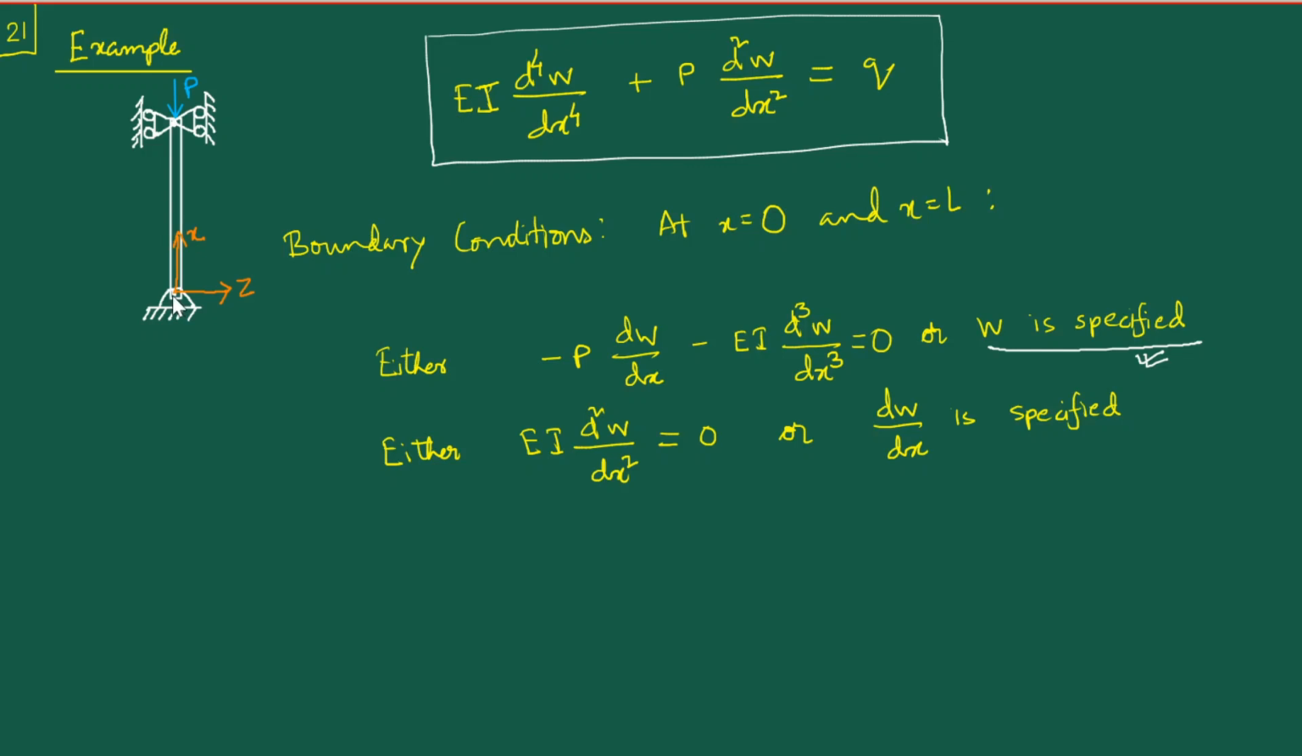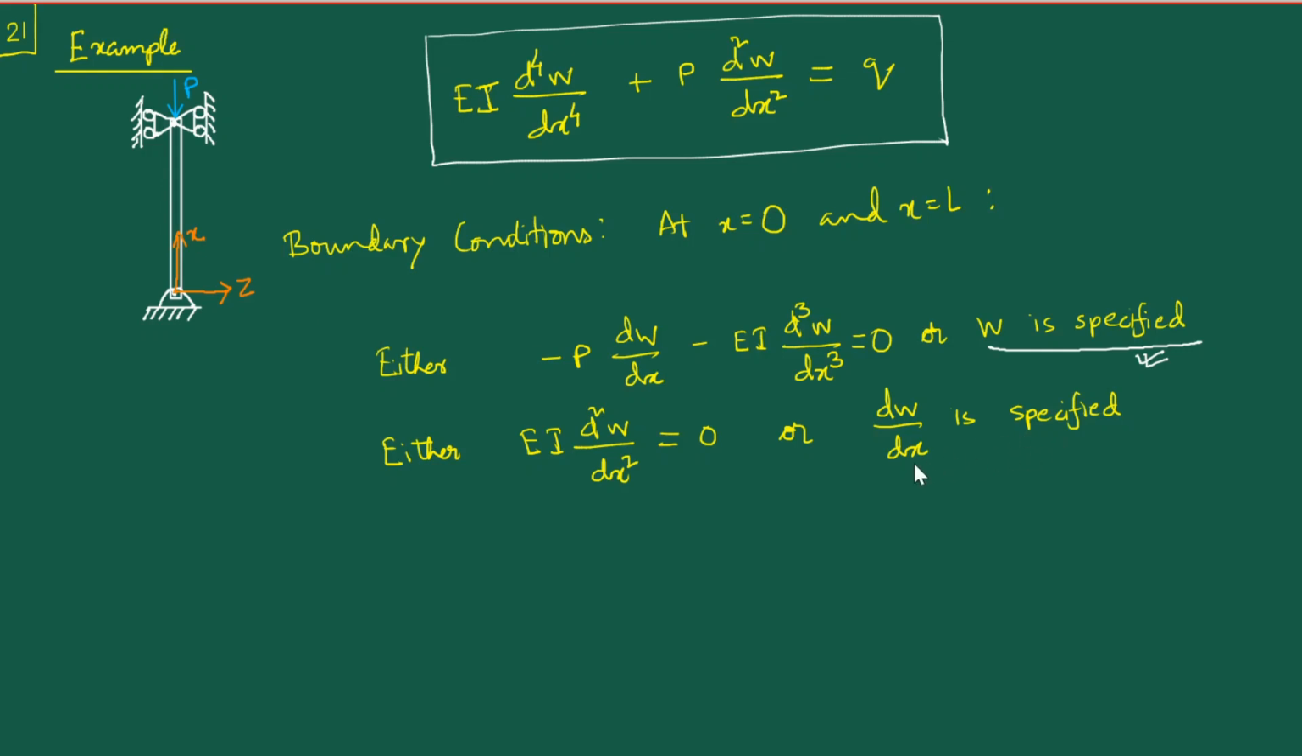So suppose instead of this hinged end, this was a clamped end. The implication of a clamped end is that the rotation is completely prevented, which means that the slope is fixed. So that is not the case here. So this dw dx, which represents the slope, is certainly not specified, and that is true at x equal to 0 as well as at x equal to L.